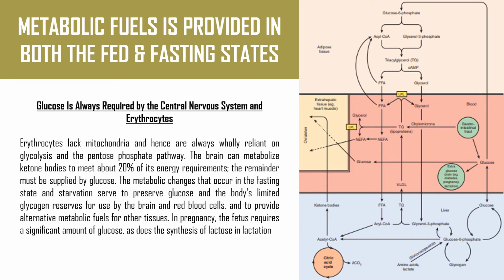Metabolic fuel is provided in both fed and fasting states. Glucose is always required by the central nervous system and erythrocytes. Erythrocytes lack mitochondria and hence are always wholly reliant on glycolysis and the pentose phosphate pathway. The brain can metabolize ketone bodies to meet about 20% of its energy requirement. The remainder must be supplied by glucose.